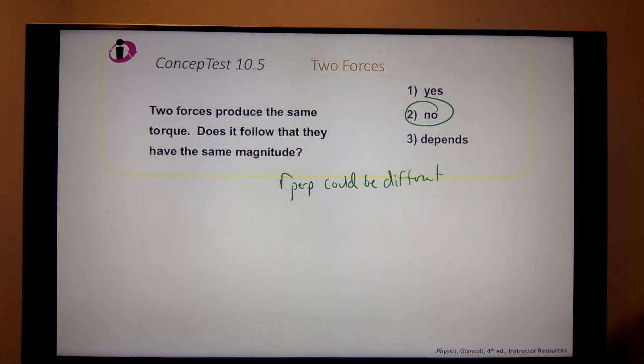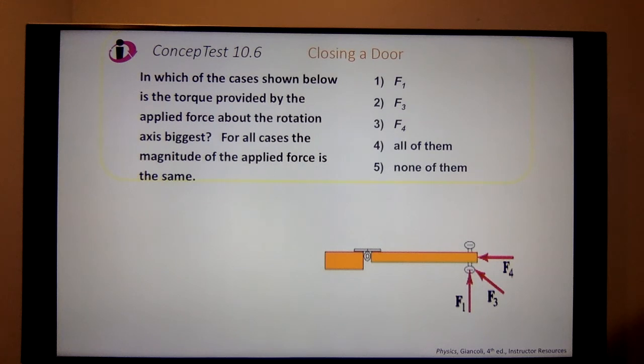Okay. And finally, which one of these gives us the torque the largest? Well, let's see. My axis of rotation is here, and we're kind of looking top down on a door. Which one of these is going to give me the largest R perp is the question. Well, you can see for force 1, this is going to be R perp. For force 4, R perp equals 0 because it goes straight through the axis of rotation.